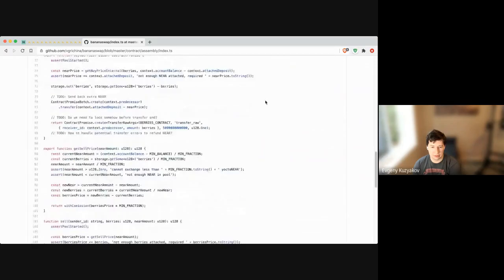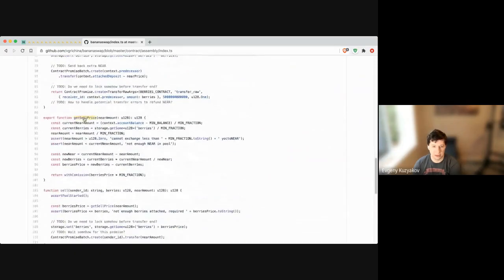Cool. Now the sell price works fairly similarly. You say how much near you want to get, then it calculates the current near amount, it calculates berries, and your near has to be positive, but not the full pool. Then it calculates what the new berries balance should be. Then it divides new berries by old berries, or subtracts, and does the commission.